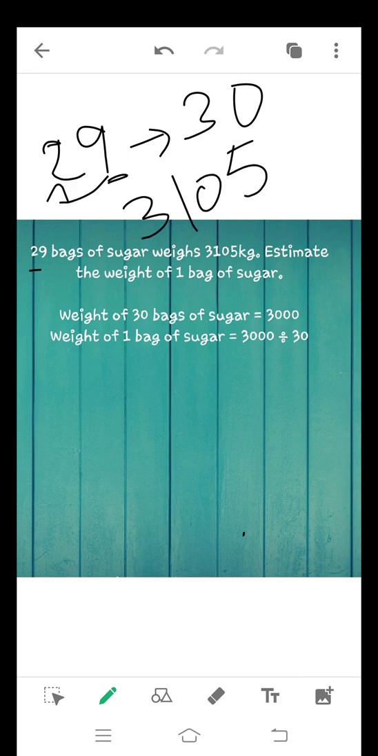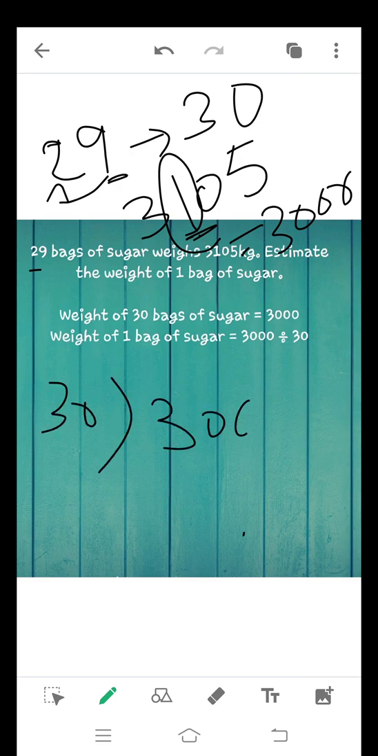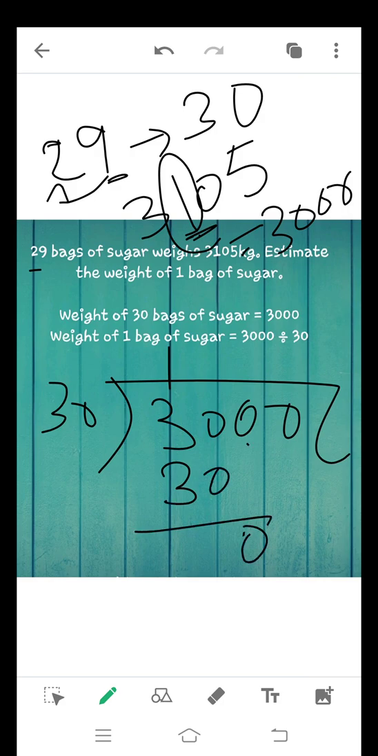3105. We will estimate it to the nearest 1000. So we see the 100 place and it is less than 5, so it becomes 3000. So our statement is: weight of 30 bags of sugar is equal to 3000, and weight of 1 bag of sugar is equal to 3000 divided by 30. Now divide both the numbers. 30 ones are 30, 0. 0 0 0. The answer is 100.